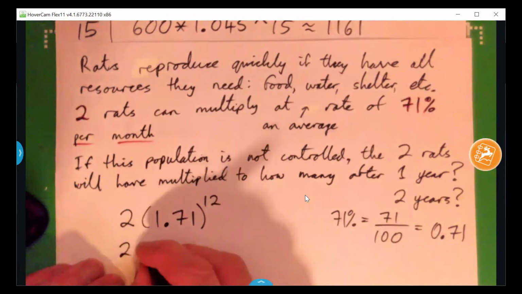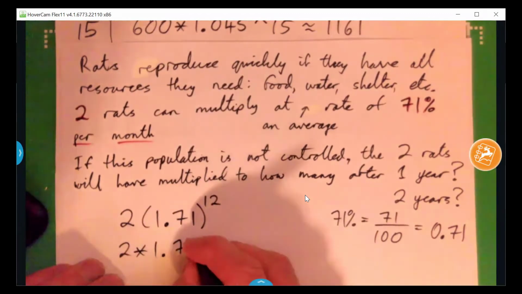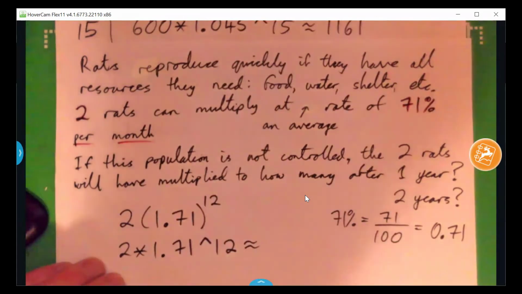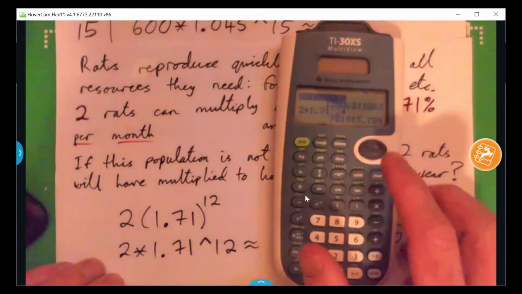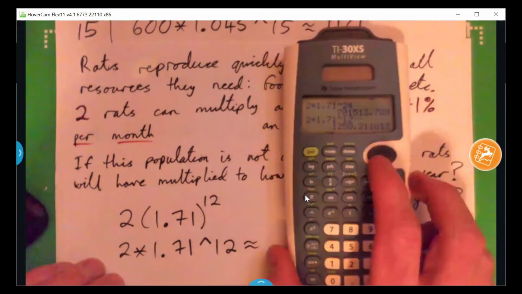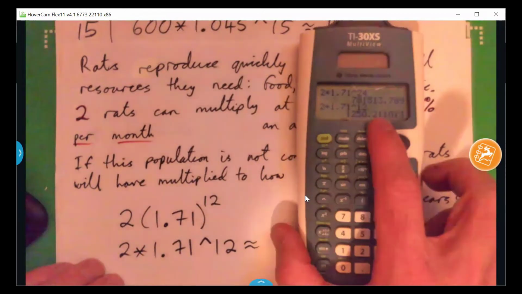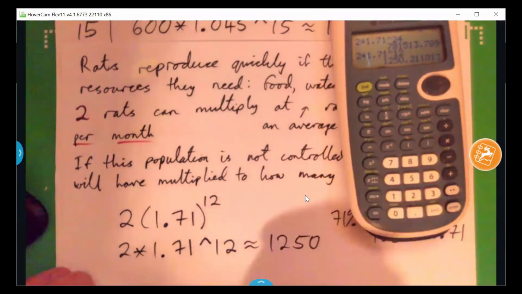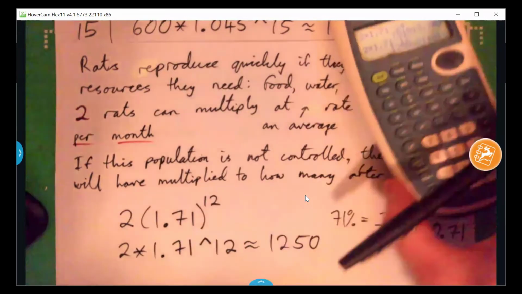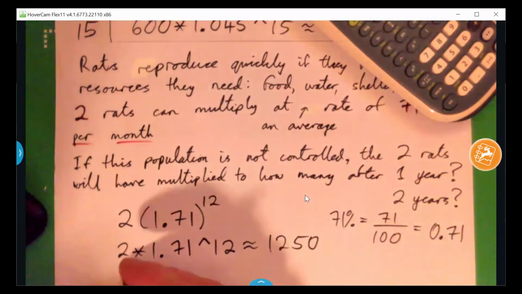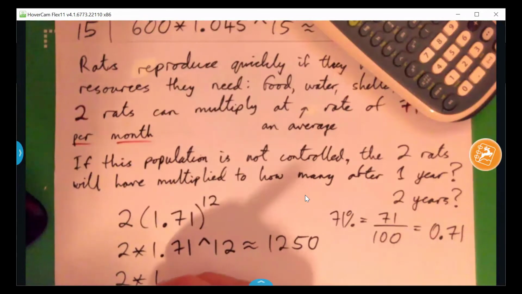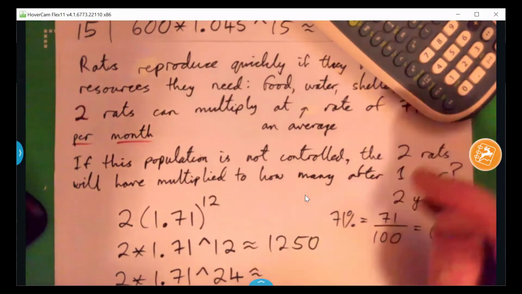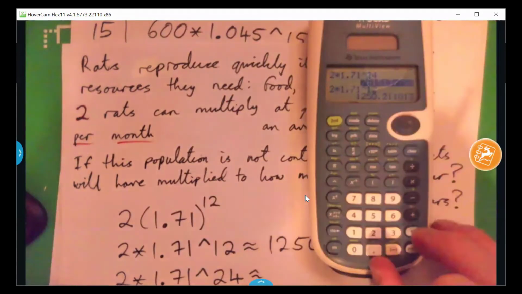And so in a calculator, 2 times 1.71 to the power of 12. And we'll round that to the nearest rat. And if you plug that in your calculator, you should get around 1250. You get that? And then for 2 years, that's 24 months. 2 times 1.71 to the power of 24, right? So round that to the nearest rat, and what do you get?